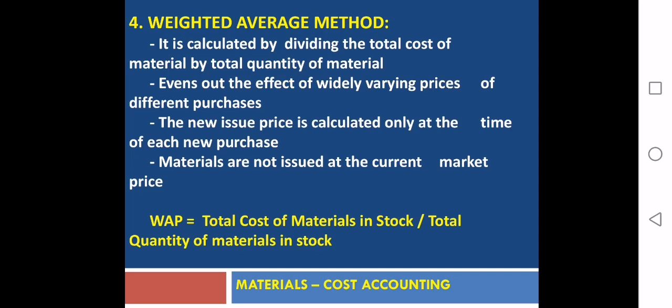Unlike in the LIFO and FIFO method, both in the case of average price method and weighted average price method, we are not going to follow current market price. That current market price is not followed. The computed price is considered both in the case of simple average method and weighted average method. Now the formula also mentioned, like total cost of materials in stock by total quantity of materials in stock. Means total value divided by volume, in simple words. That way you will get the weighted average price.